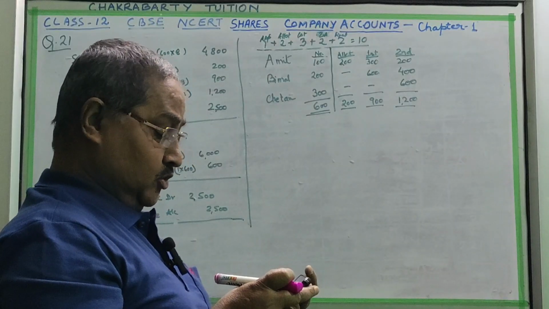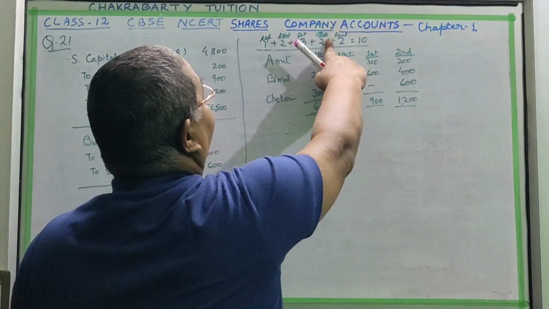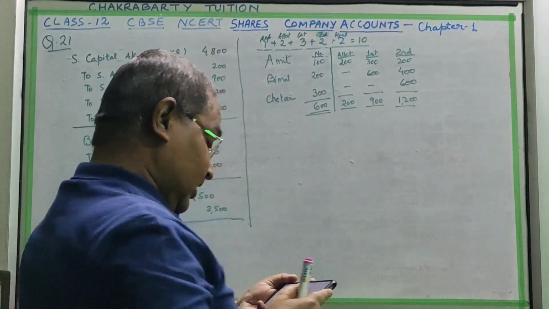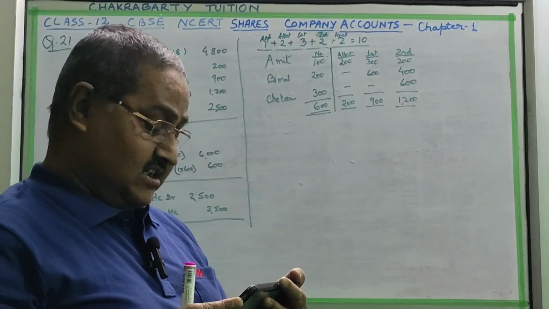second call of rupees 2 per share. The second call is 2 per share. It means the final call was not made. The directors therefore forfeited their shares.